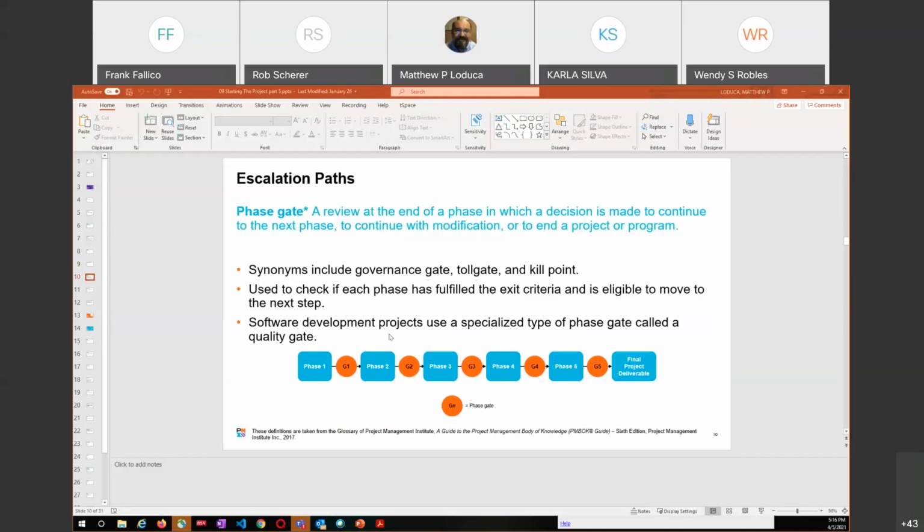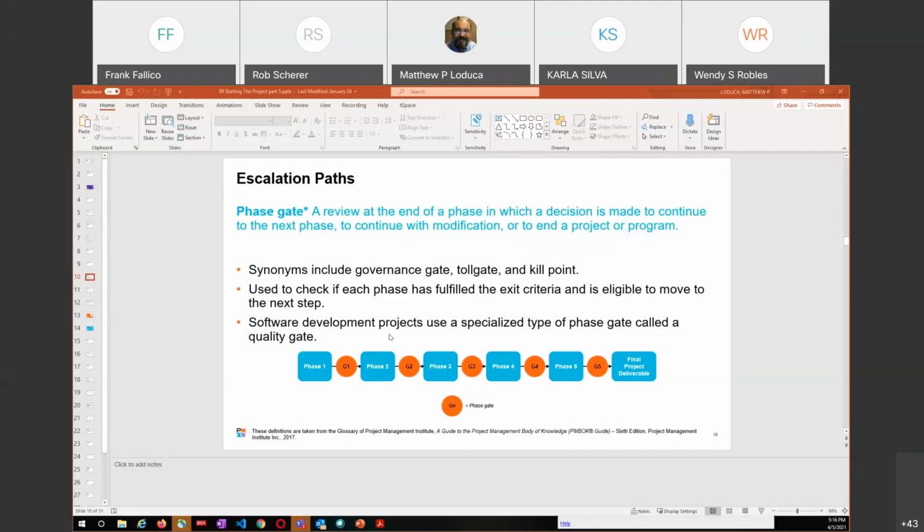In the chapter in the book that you're reading, the PDF for the student handbook, they seem to question the governance gate and the kill point. So I don't know if that'll be a test question for you guys or not in reality, but it's in here. It's used to check each phase. If each phase has fulfilled the exit criteria, it is eligible to move to the next step. So we talked about your deliverables when we have a phase, like if you're in the design phase, at the end of the design phase you should have a solution. And your exit criteria has to have the solution and 2 candidate solutions, or whatever your criteria might have been, before you can move forward.